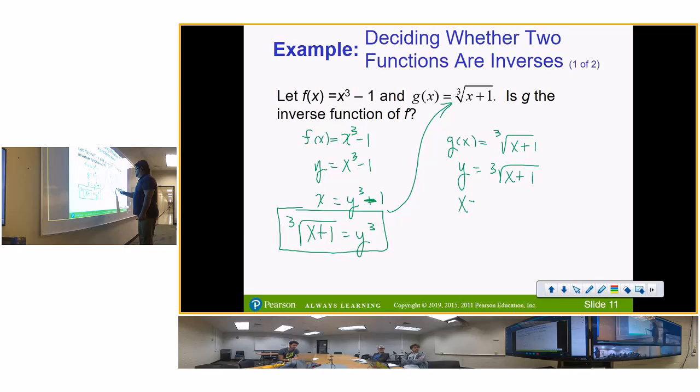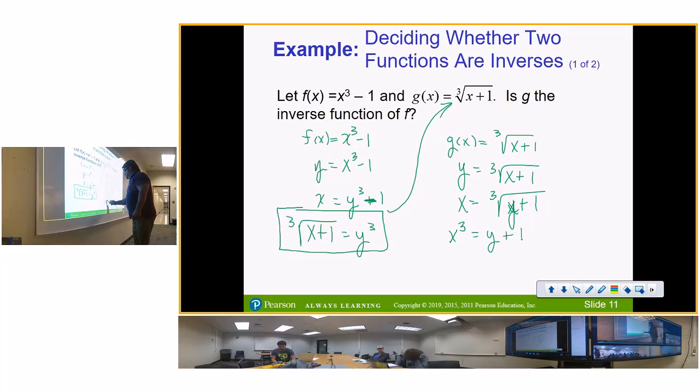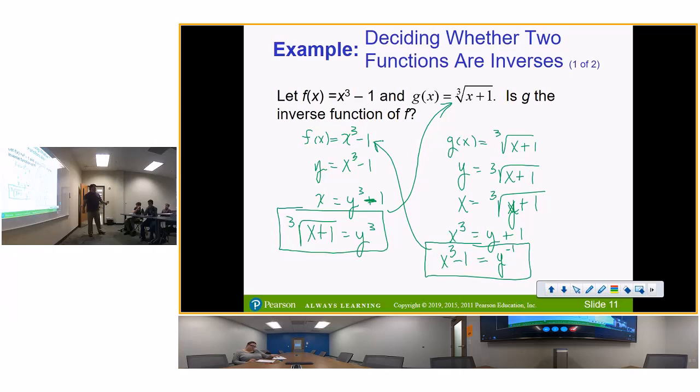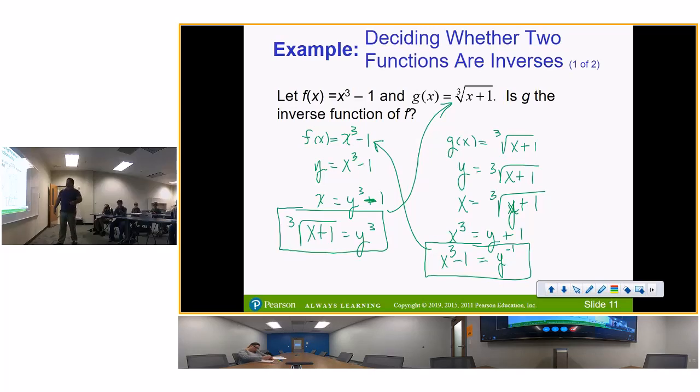Because if you were to do this one, x is equal to the cube root of y plus 1, then take x cubed, and that's going to be x cubed is equal to y plus 1, and then x cubed minus 1 is equal to y inverse. That should be this one over here. So you see that they're inverses of each other. If you graph them, you will see that they will cross each other and there will be a symmetry there. Okay?